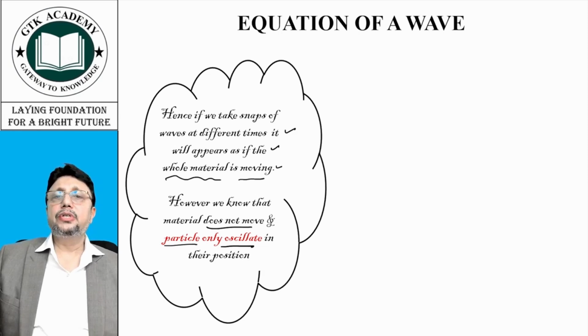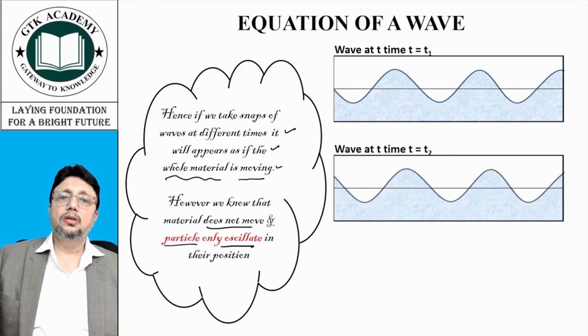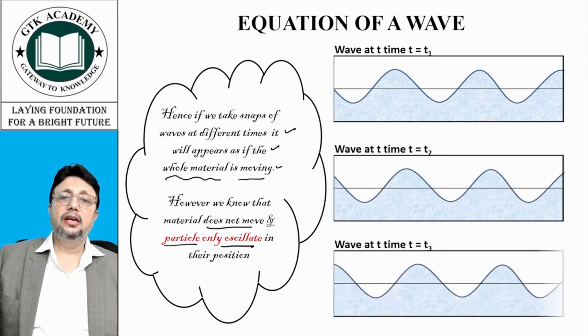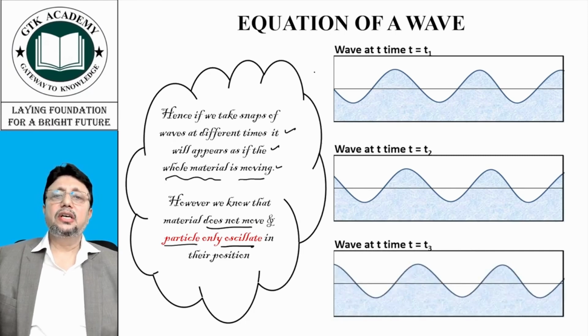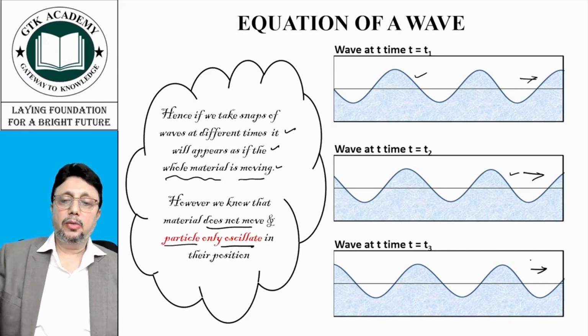For example, if you take snapshots of a wave at different times, say the wave at time t1, this is one snapshot cross section. At t2, this one. At t3, this one. Now it appears that the material is all moving in this direction, right? It appears to be moving in this direction, but it's not.